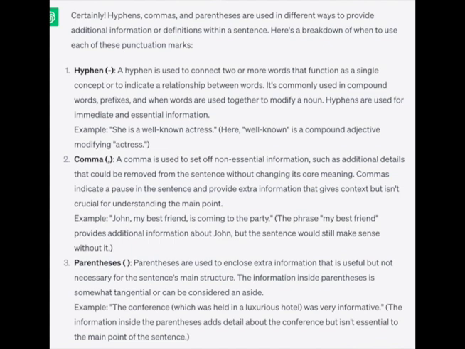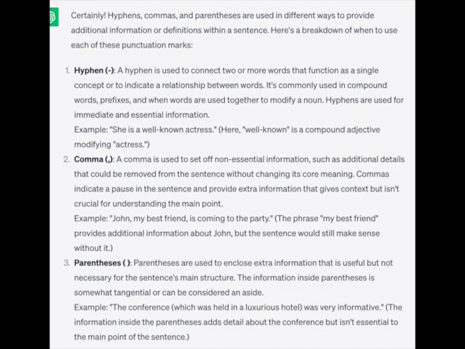So the response I got, and it's always very polite, certainly, hyphens, commas, and parentheses are used in different ways to provide additional information or definitions within a sentence. And then it provides, first of all, a breakdown. So it explains how a hyphen is used, in this case to connect 2 or more words that function as a single concept. Example here, she is a well-known actress. So well-known is hyphenated. A comma is used to set off non-essential information such as additional details.